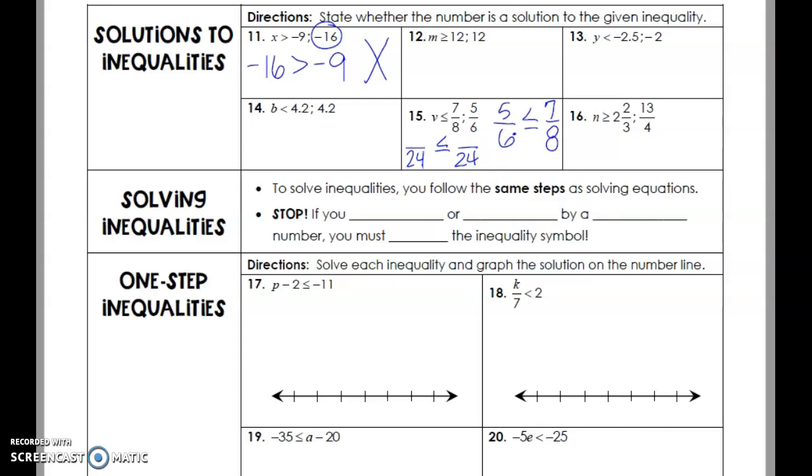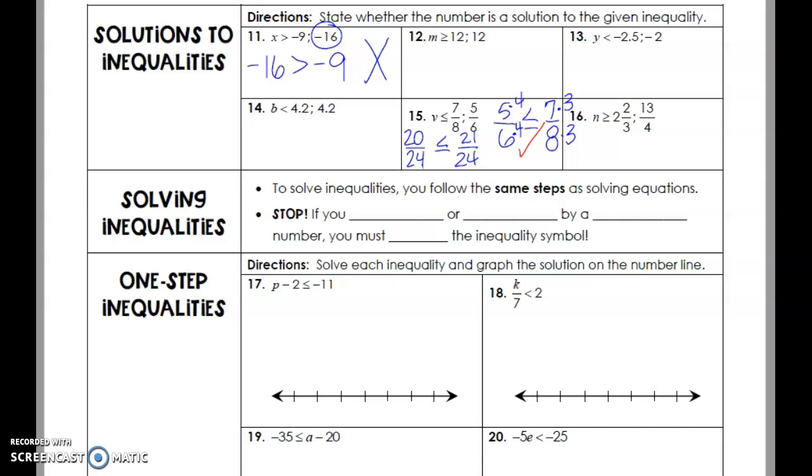I know that I multiply 6 times 4 to get 24. 5 times 4 is 20. 8 times 3 is 24. 7 times 3 is 21. So looking at this problem, we have 20 over 24 is less than or equal to 21 over 24. This is a true statement. 20/24 is less than 21/24, which means that 5/6 is less than or equal to 7/8, so that statement is true.